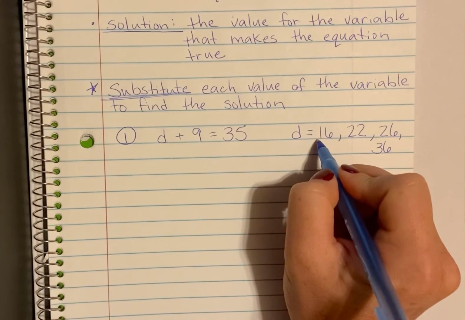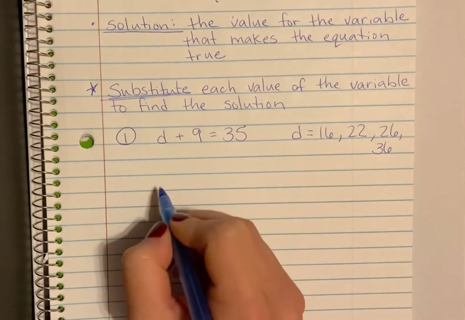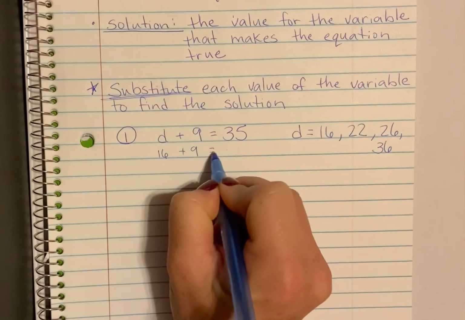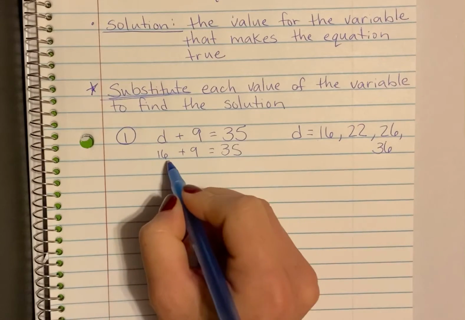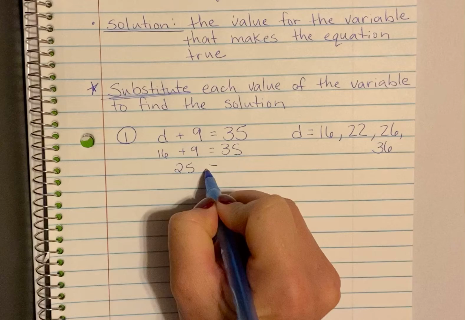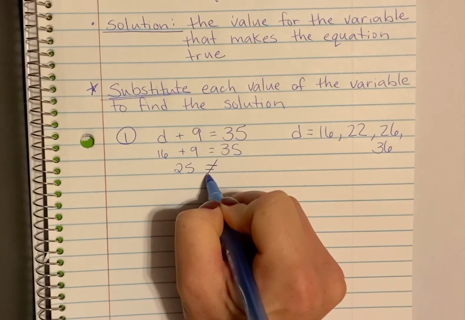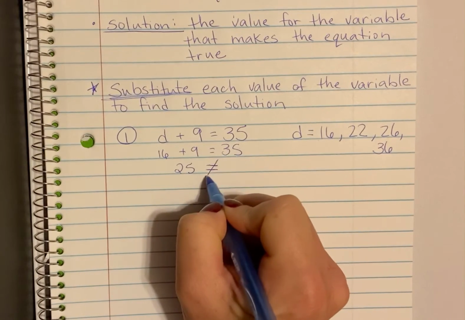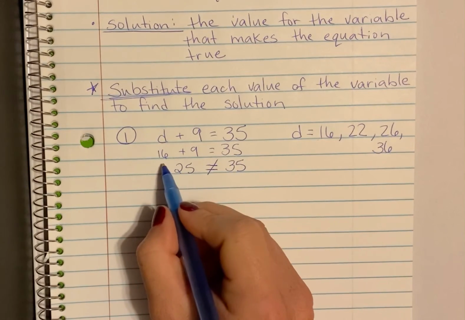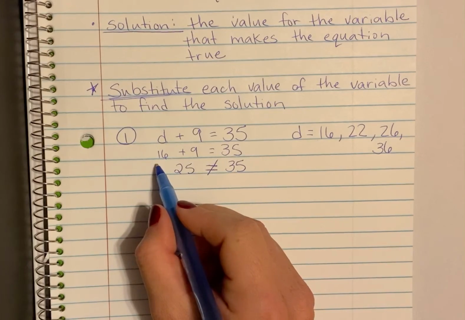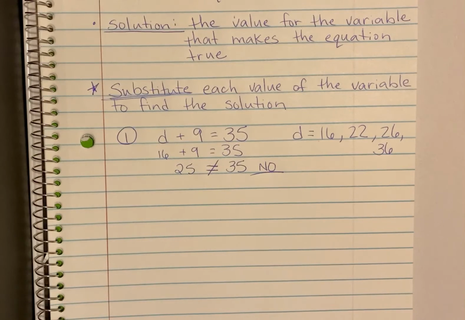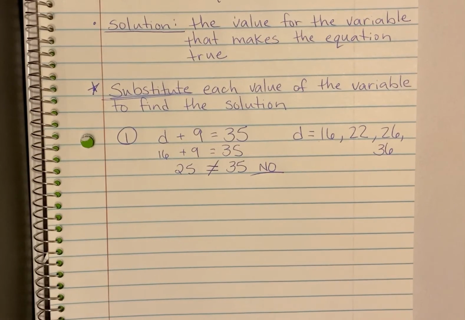I'm going to start with the first, 16. I'm just going to say 16 where D was, plus 9 is equal to 35. 16 plus 9 is actually 25. And you have an equal sign with a line through it, that means it's not equal to 35. So is 16 for D a solution? No. Let's try the next one.